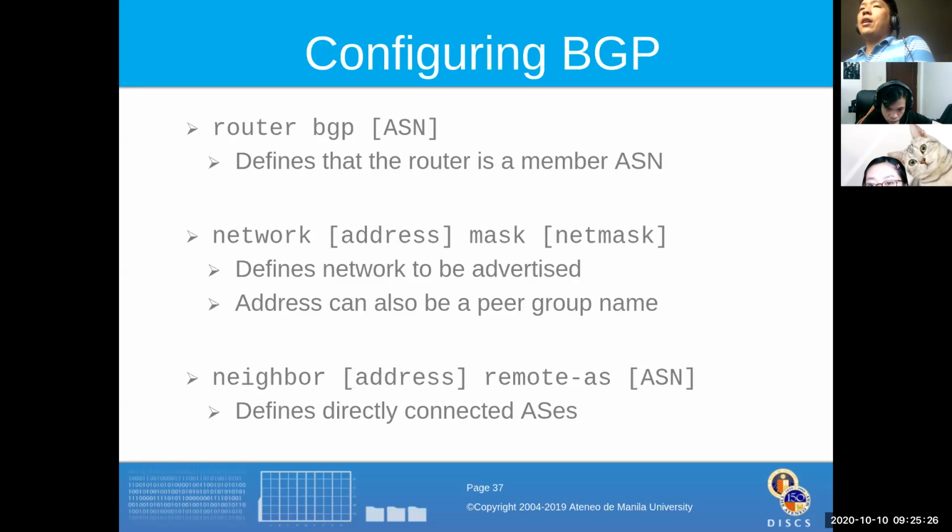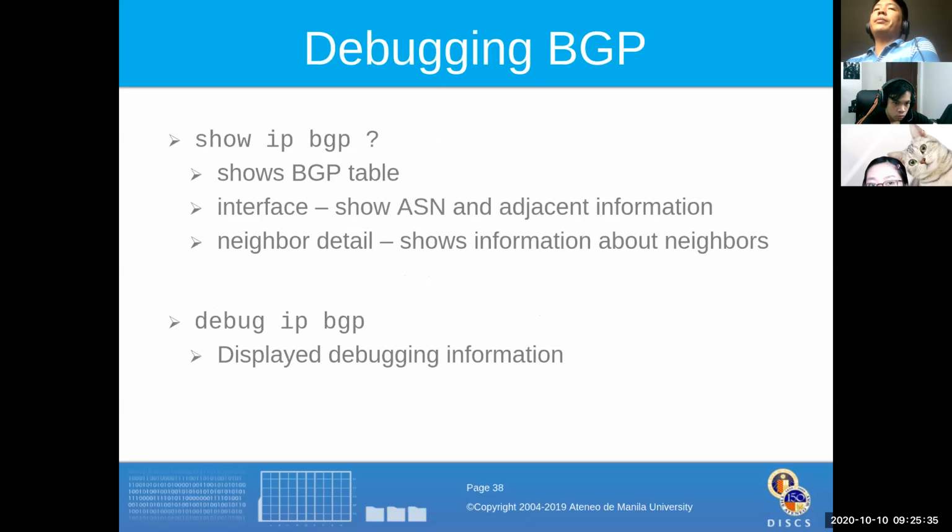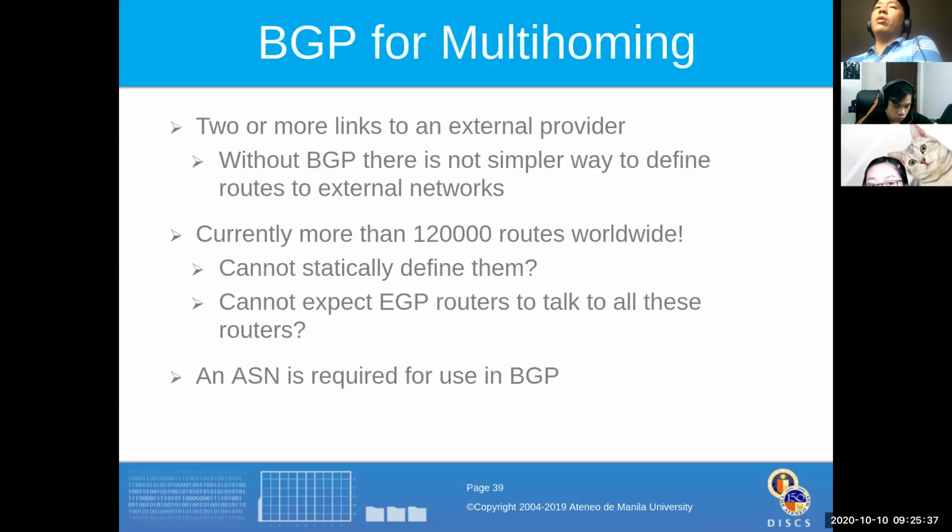So this one actually connects ASNs together, right? So me and my ISPs, I define the ISP router as a neighbor. Then this is just to debug and troubleshoot.